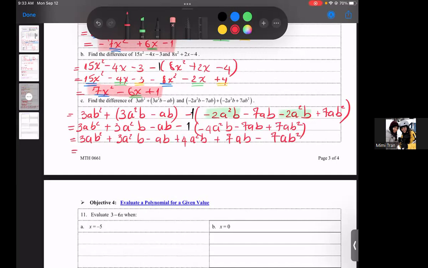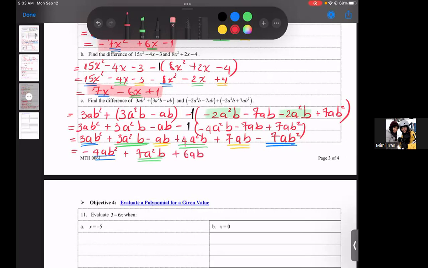Like terms. Let's see. This one and this one are like terms, which is negative 4ab squared. What else are like terms? This one and this one are like terms, so plus 7a squared b. Last, this one and this one, minus 1ab and then positive 7ab. That will be positive 6ab.